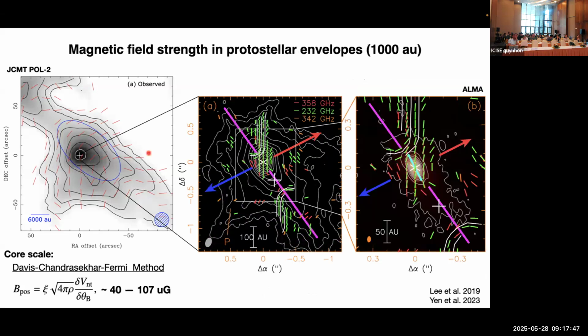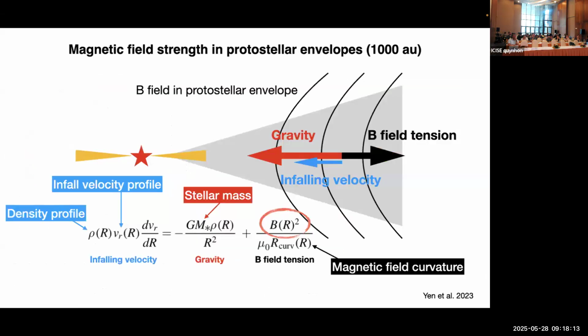On a small scale, if we go to the central 1 or 2 thousand AU, here is the field structure traced by ALMA. You can see this kind of hourglass morphology. On this scale, DCF may not work because the fluctuation is now more dominated by gas motion rather than turbulence. So we do this the other way: we try to estimate the field strength based on the dynamics.